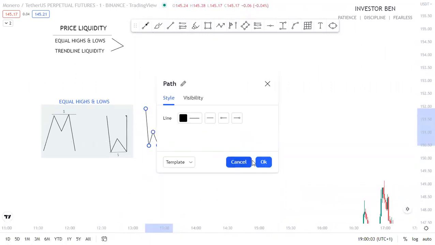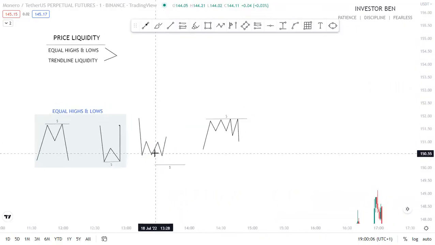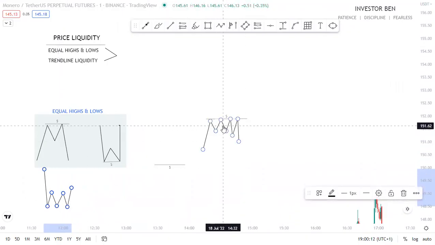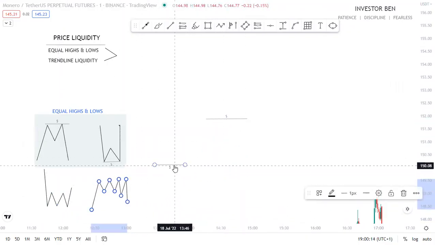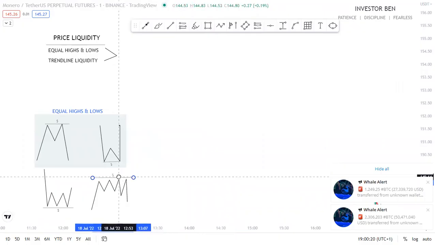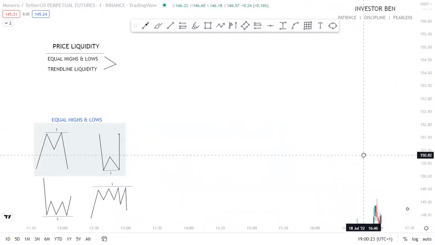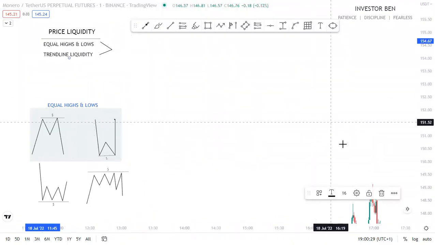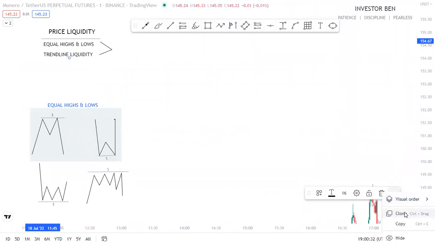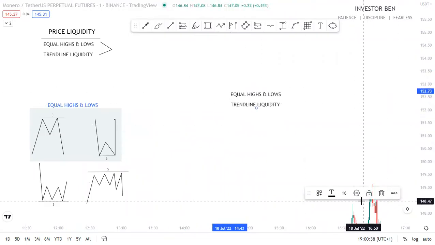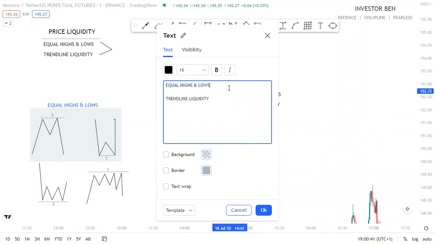So let me get this below, so I could use the other side to explain trend line liquidity. Trend line liquidity, right here. So this is it for equal highs and lows. Then coming to trend line liquidity. Trend line liquidity, right? So let's see what we have here.